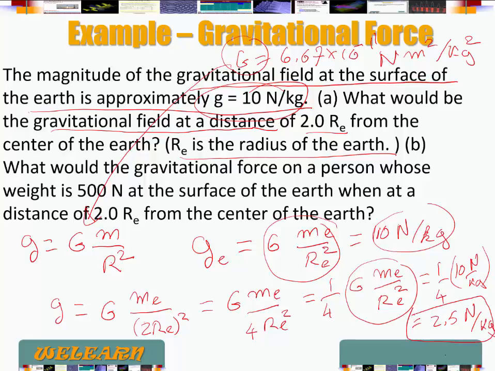The second question is asking us about the gravitational force acting on that person at that same position, 2.0 RE from the center of the Earth. And we are told that the gravitational force, or the weight of that person when at the surface of the Earth, is 500 newtons. So to solve that, we need to remember that the gravitational force is related to the gravitational field through this expression, mg, where m would be the mass of the person.